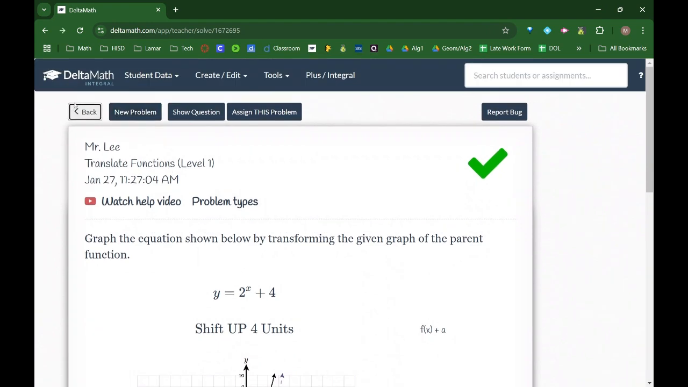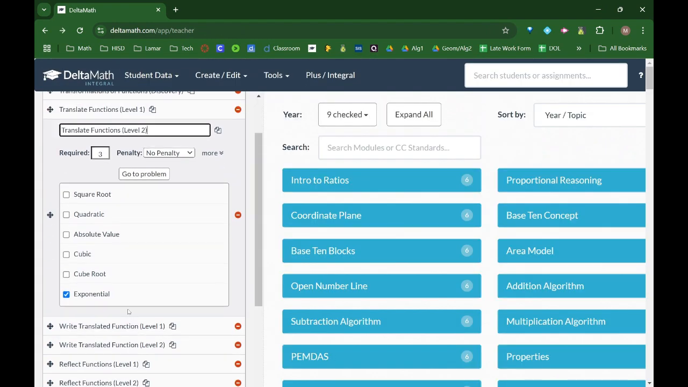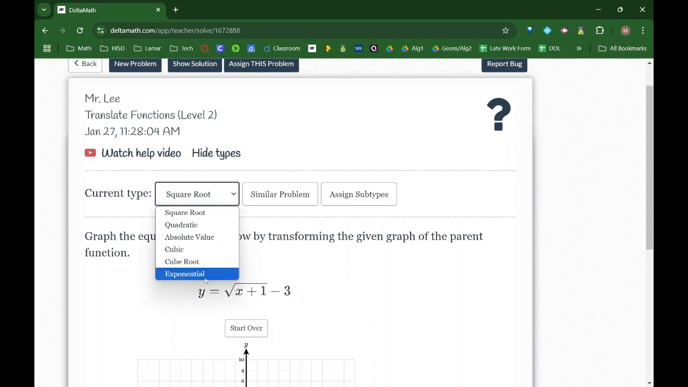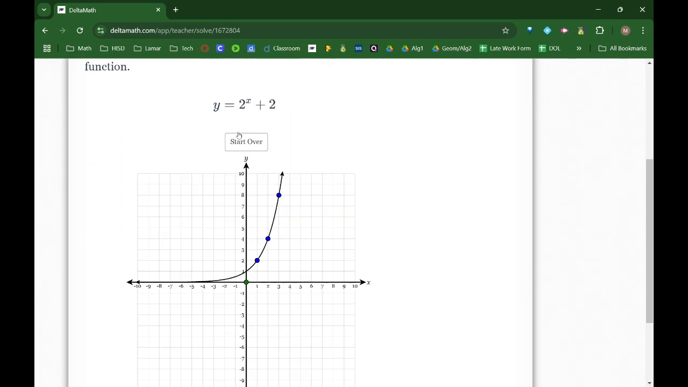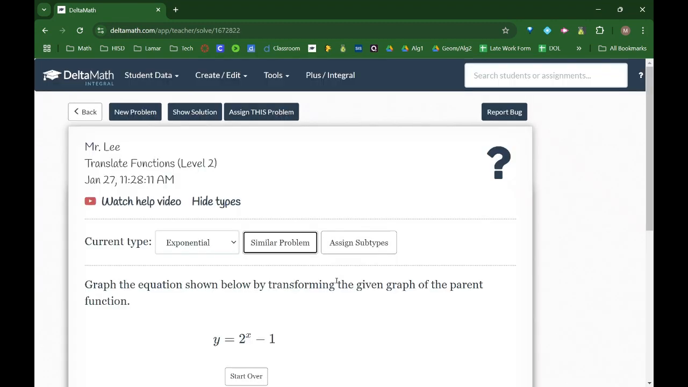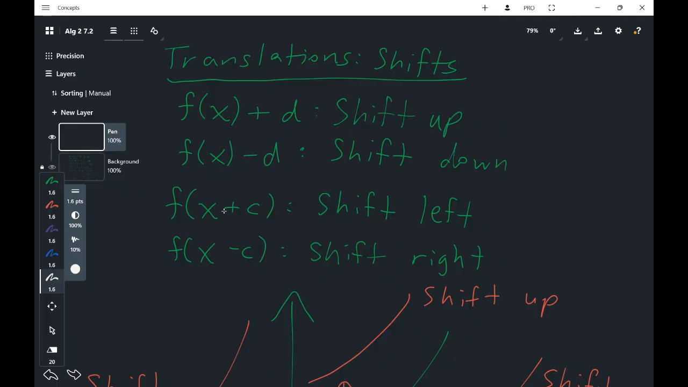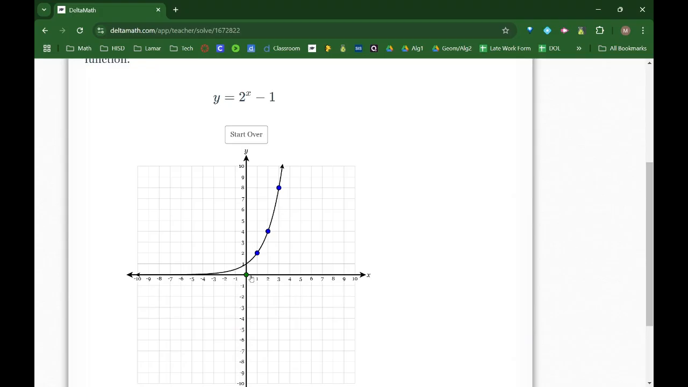Cool. So let's try something harder here. These ones are going to be a bit spicier. Let me make sure I'm on the correct type of graph, though. This one's pretty similar to the one we did, so let's try this one here. I have an exponential, and I have a -1 outside of the exponential function. So if I'm minusing something outside of the function, that's a shift down. So we're going to go down 1. So our y-intercept goes down from 1 to 0.